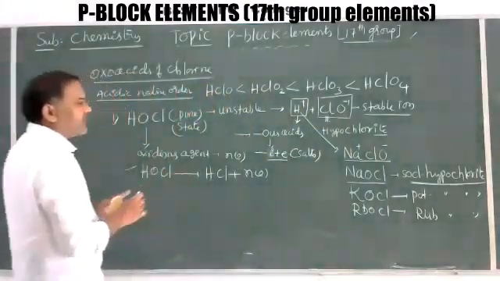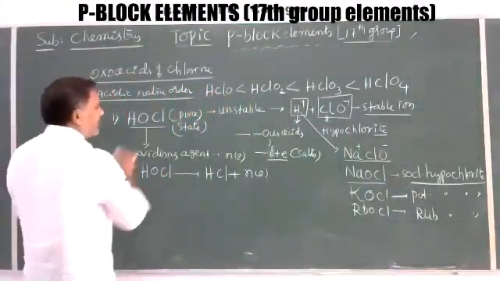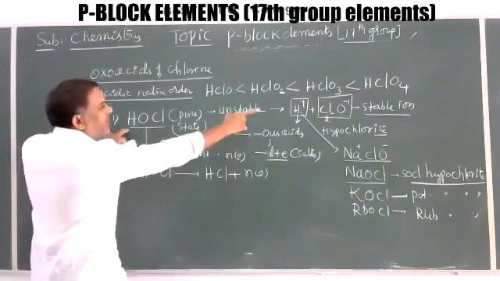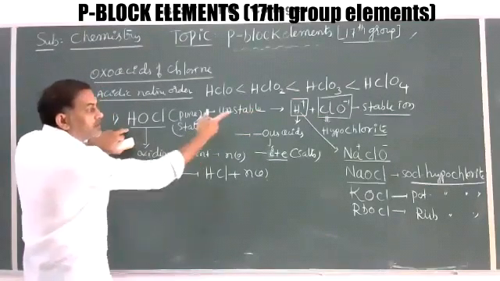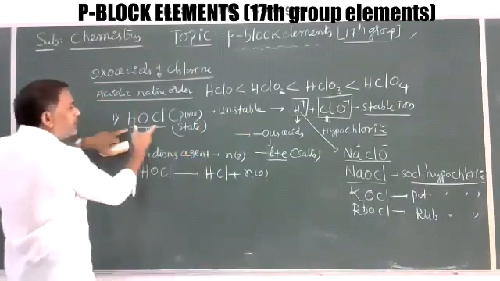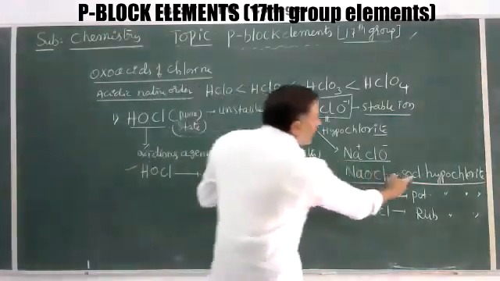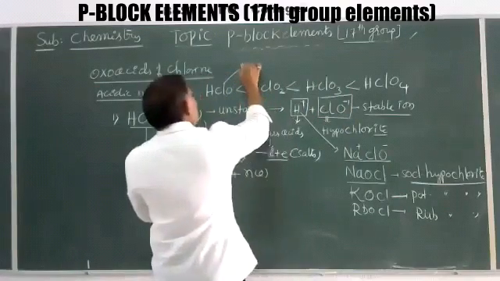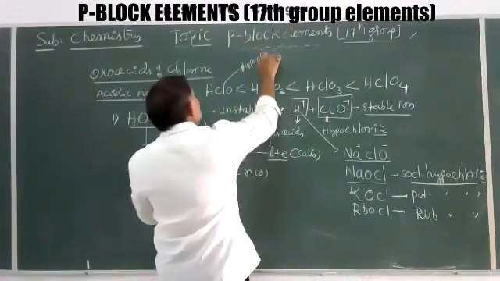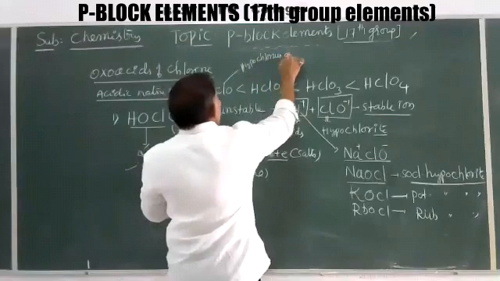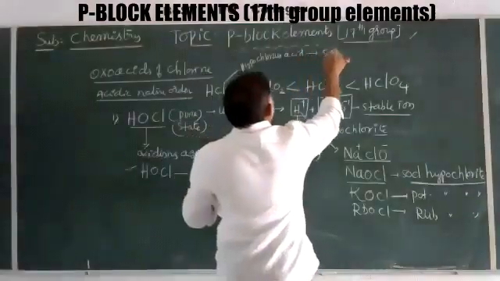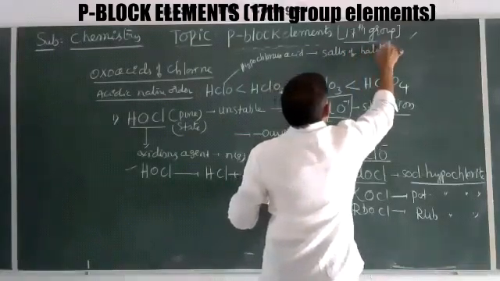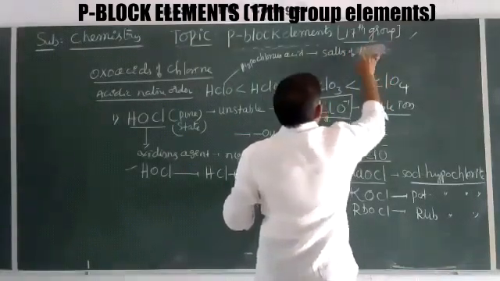Now by this simple analysis, HOCl in a pure state is unstable, but in salt form the ions are stable. Such ions, this is hypochlorous. This hypochlorous acid gives salts of hypohalides.